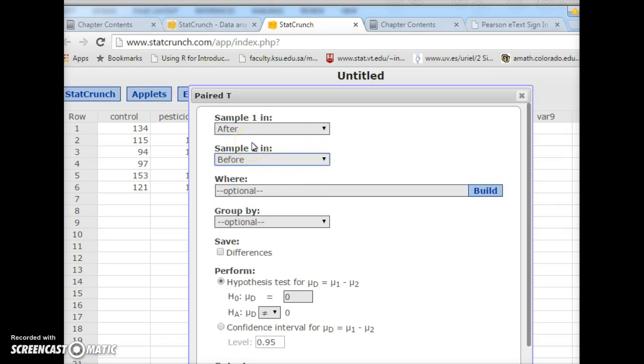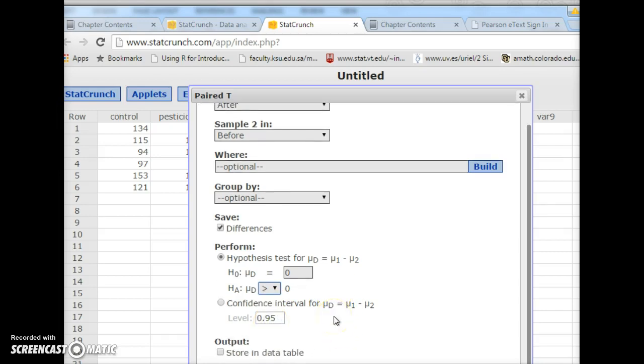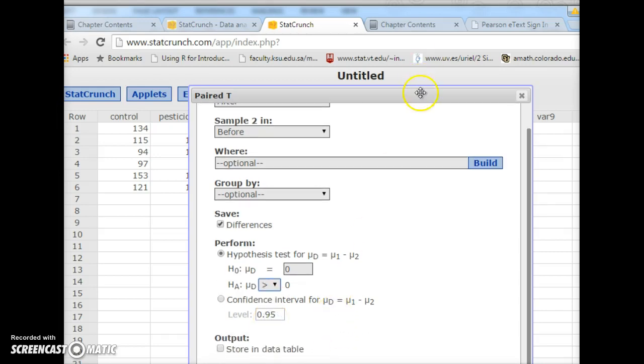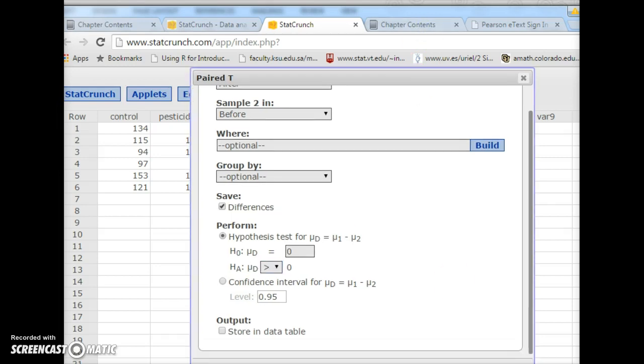So if indeed the sales increased after the course, this will be a positive number. You can do the opposite, and if it increased, it would just be a negative number. But okay, so I'm just going to click differences to show you what it does. And then our hypothesis is that it's increased, so the difference would be greater. So greater than, and we hit compute.